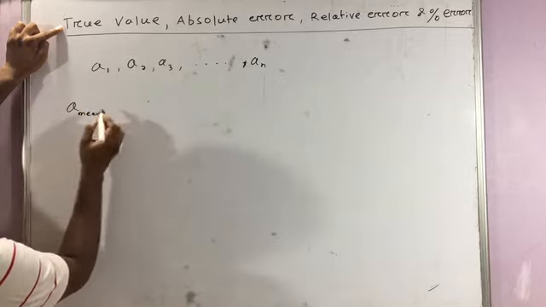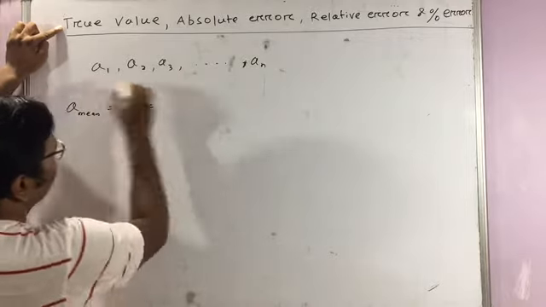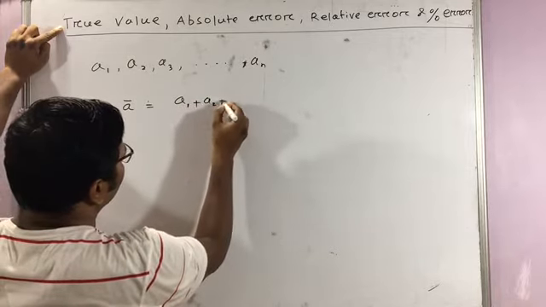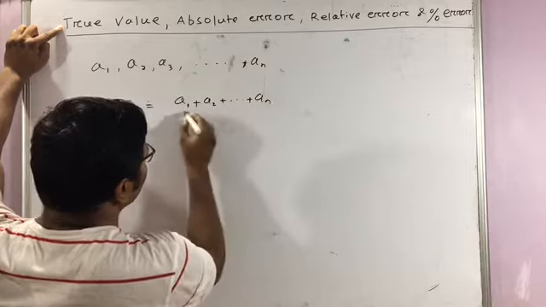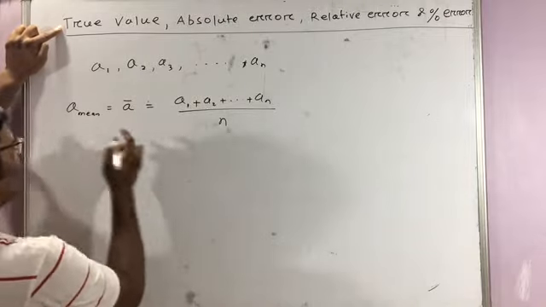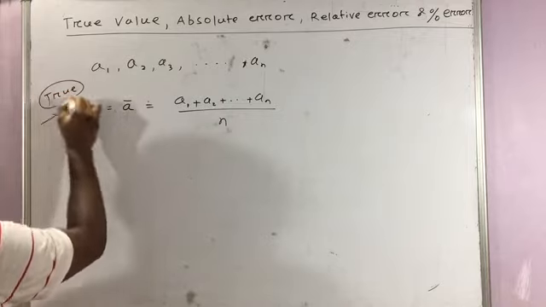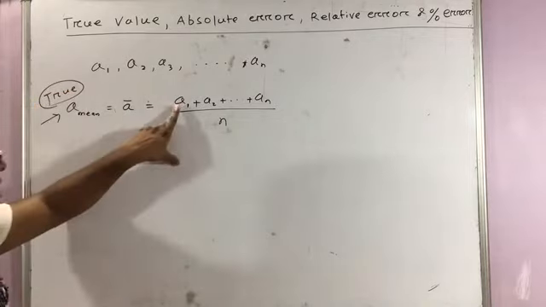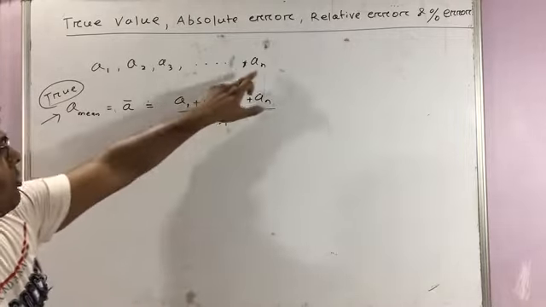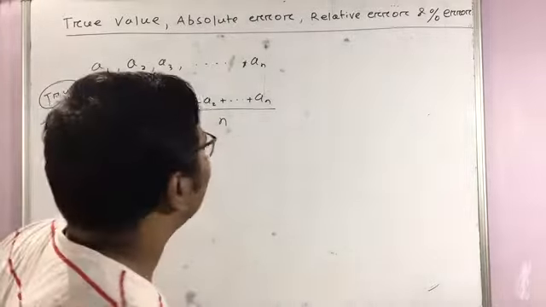You can say it to be A mean, or it can be written as A bar, which is equal to the mean value of this. Mean you can calculate in this way: sum of all the values, A1 plus A2 plus up to An, divided by the number of observations, n. So this value is termed to be your true value. Got it? So this is the process how you can get the true value. See, if the number of observations, n, will be more, you will get a most accurate value and the error will be less.